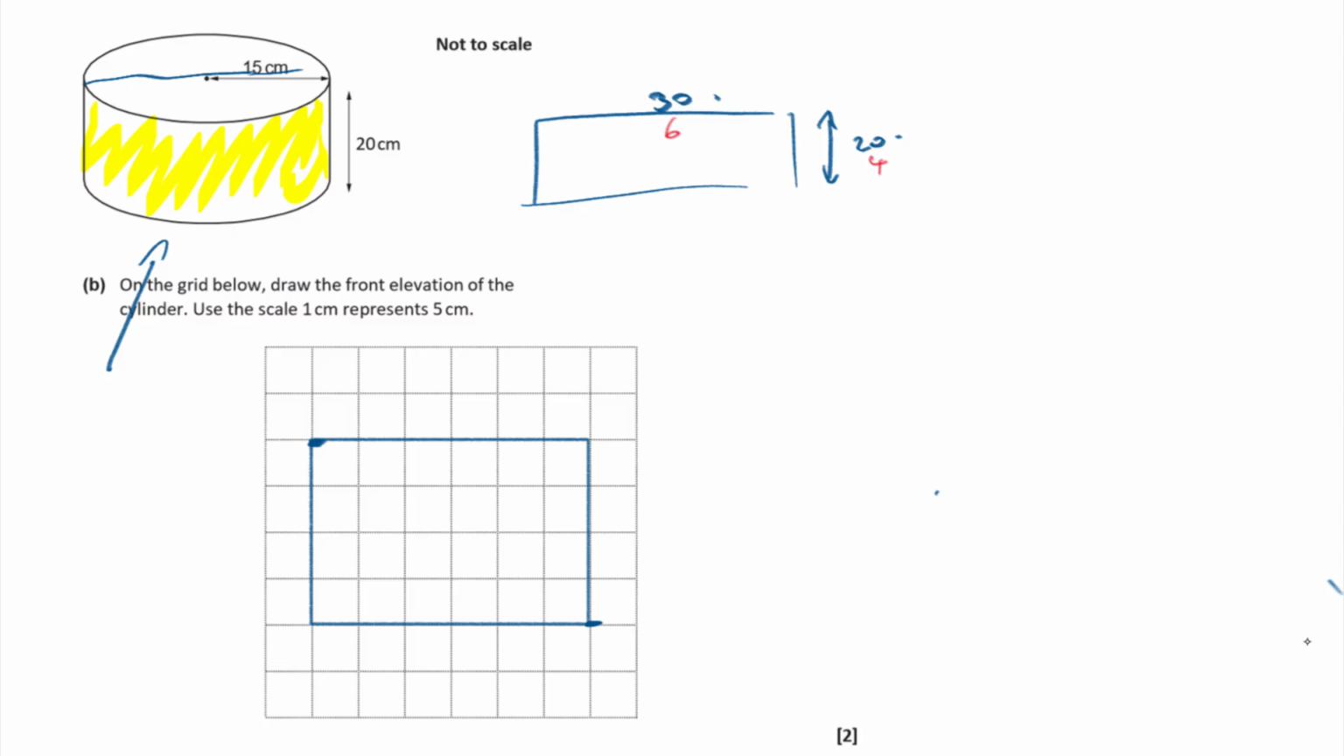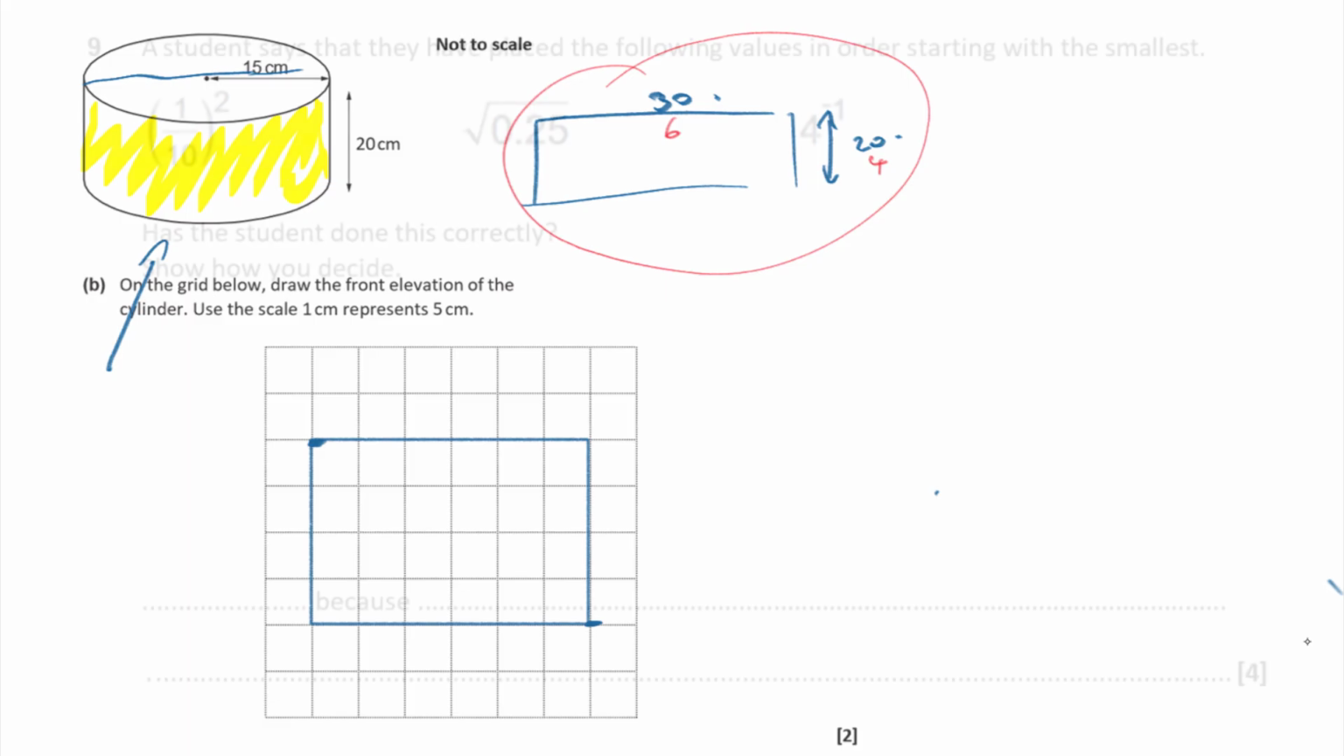Now I do recommend that you do a little sketch like this before you start drawing on your square grid. The reason for that is that you've only got one little square grid, and if you fluff it up, then obviously it's a problem. So I would just do a little sketch on the side first, get all your dimensions right and get the idea of what the shape looks like in your head, and then draw it neatly in the grid. Okay? Question 9.